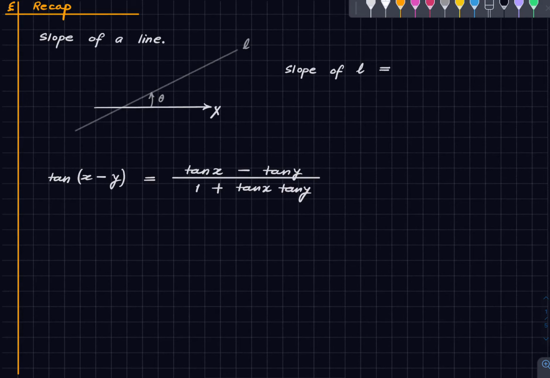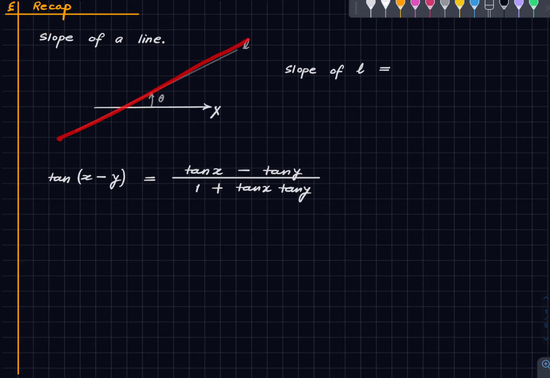In this lecture, we'll learn the formula for the angle of intersection, or the tangent of the angle of intersection between two lines of given slopes. And let us recall what we need to know. So all we need to know is what is meant by slope of a line.